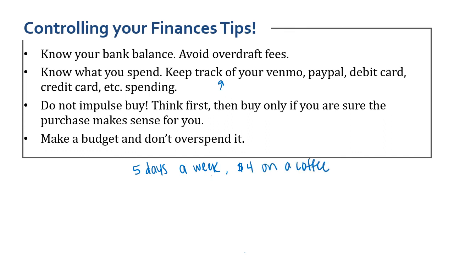So although that seems like a minimal amount right now, if we add that up over a year, so if you're spending $4 5 times a week, and there's 52 weeks in a year, you end up spending a total of $1,040 on coffee. So there's just little tweaks that you can make to help with saving money, budgeting, and being able to pay off any debts that you have faster.